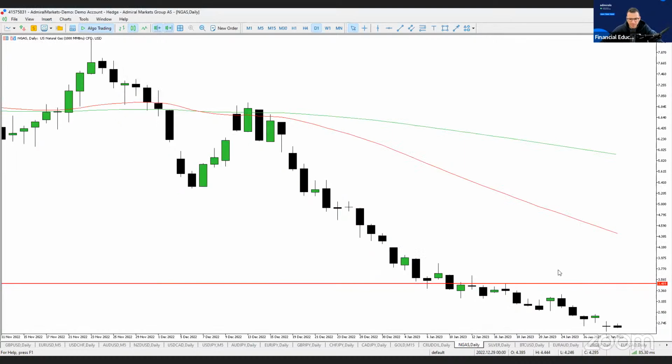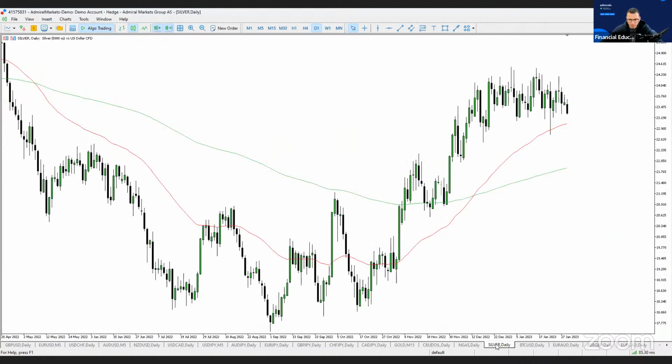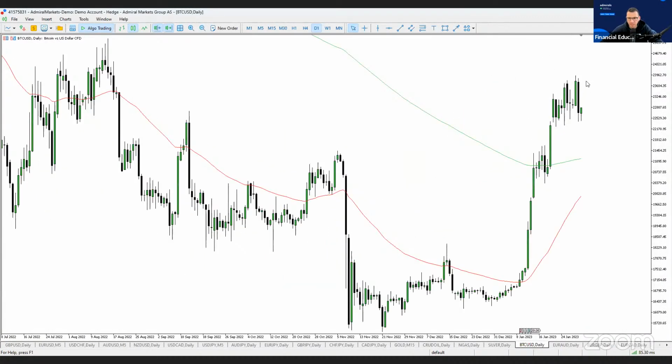Gas still pushing to the downside. Silver, the same, sideways here. Bitcoin, we put in this bearish engulfing yesterday.